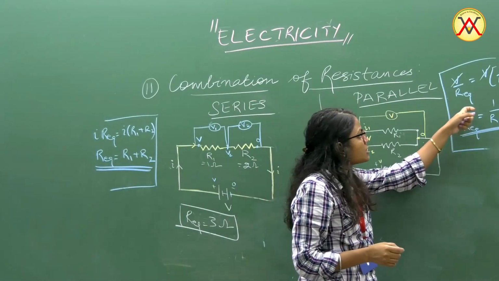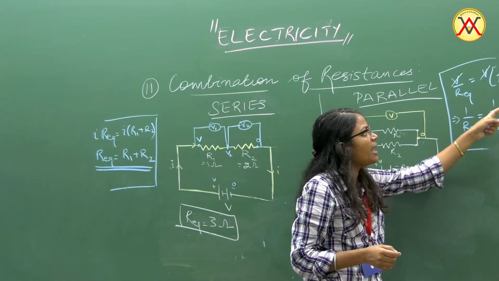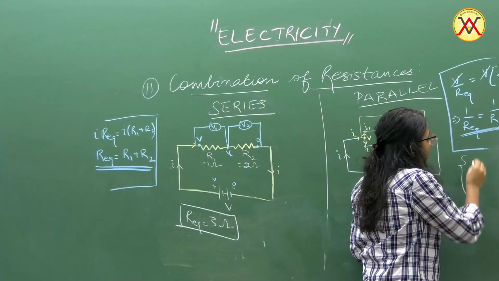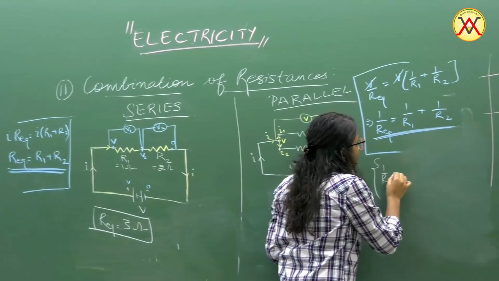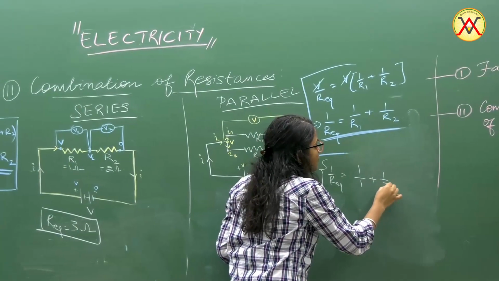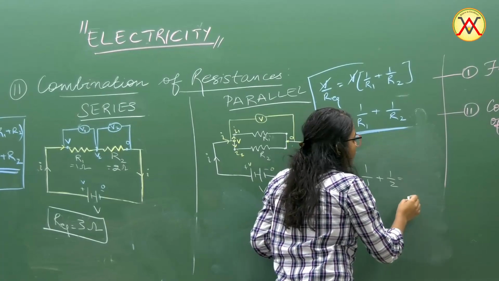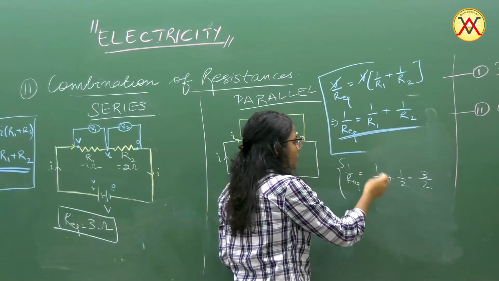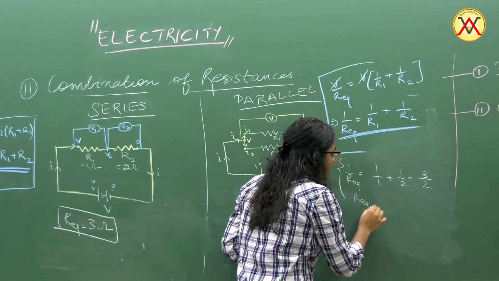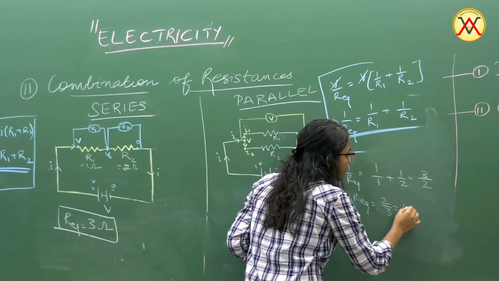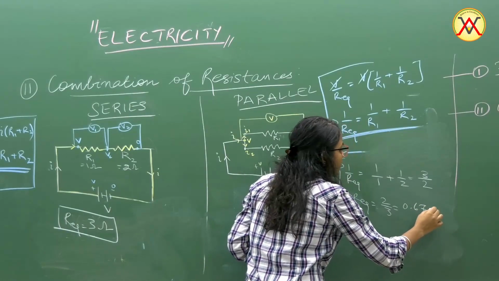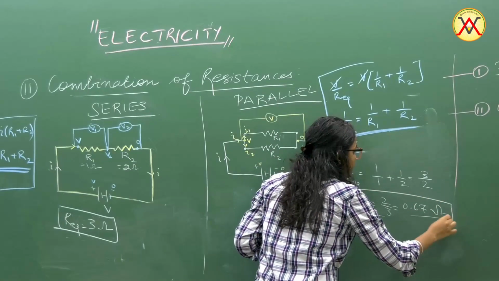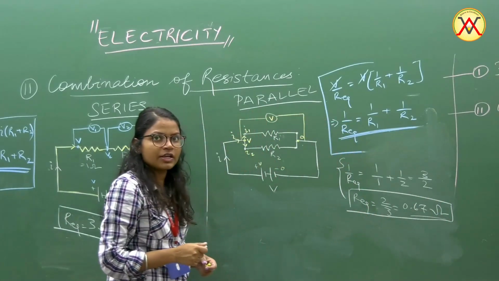In our parallel combination, 1 by R equals 1 by R1 plus 1 by R2. Let us solve it a little bit. 1 by R equivalent equals 1 by R1 plus 1 by R2. What do we have? 3 by 2. So R equivalent is equal to 2 by 3, which is equal to 0.67 ohms. This is the equivalent resistance in our parallel combination.